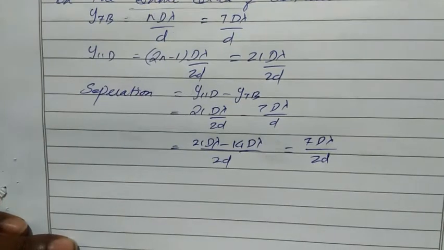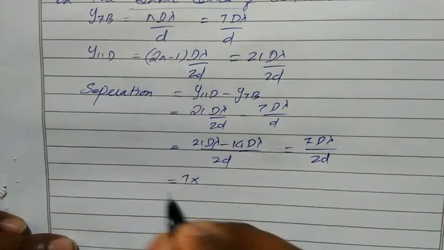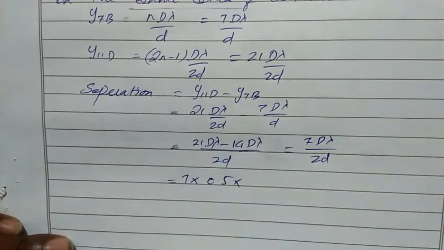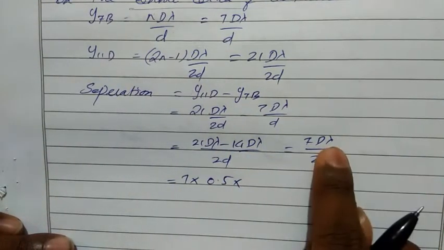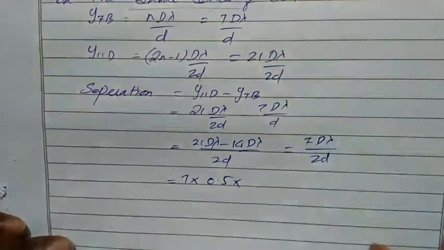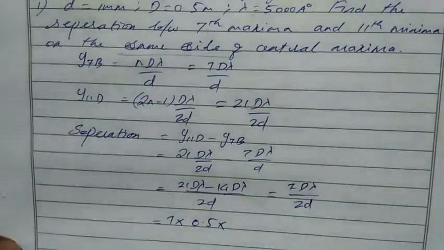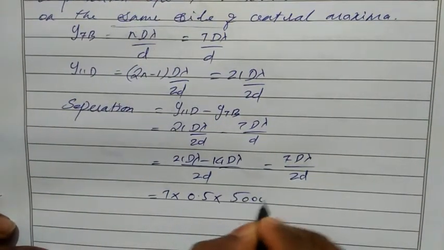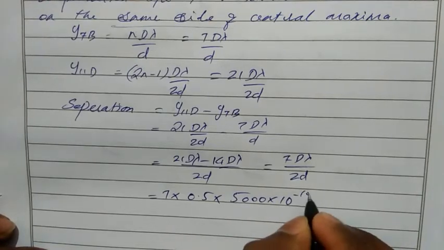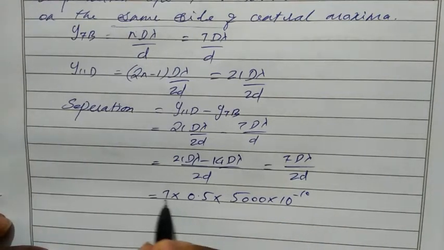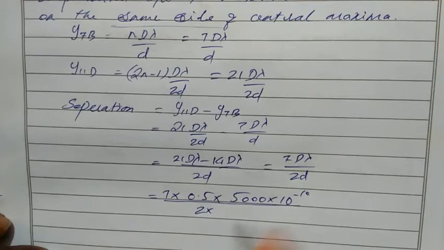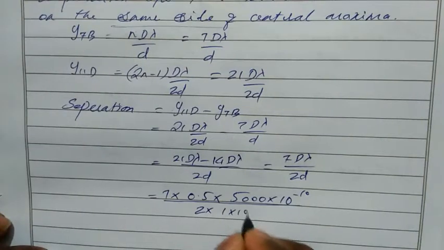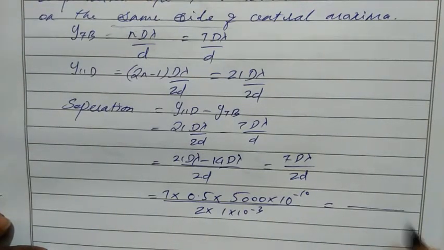Now substitute all the values. 7 into, what is the value of D? D is given as 0.5 meter. All values should be in meters, in SI units. Then lambda is in angstrom, so how to convert angstrom into meter? 1 angstrom equals 10 power minus 10 meter. For 5000 angstrom it will be 5000 into 10 power minus 10 meter, divided by 2 into small d, given as 1 mm. 1 millimeter is 1 into 10 power minus 3 meter. Then find the answer and post it in the group.